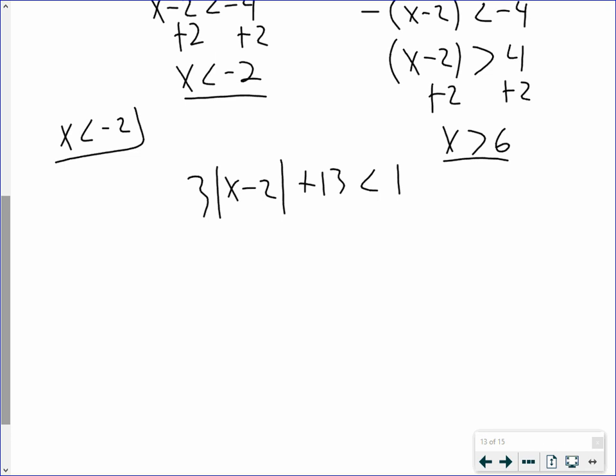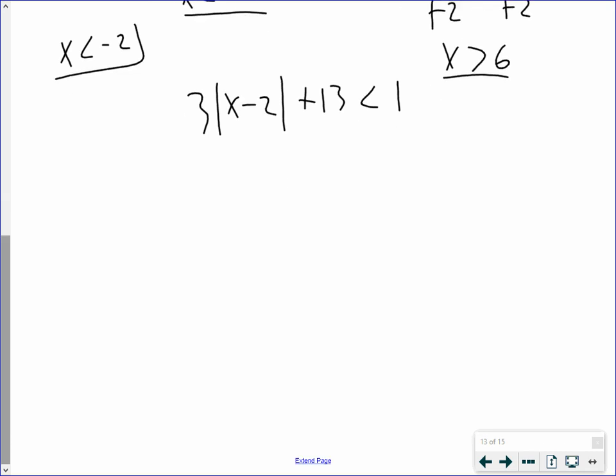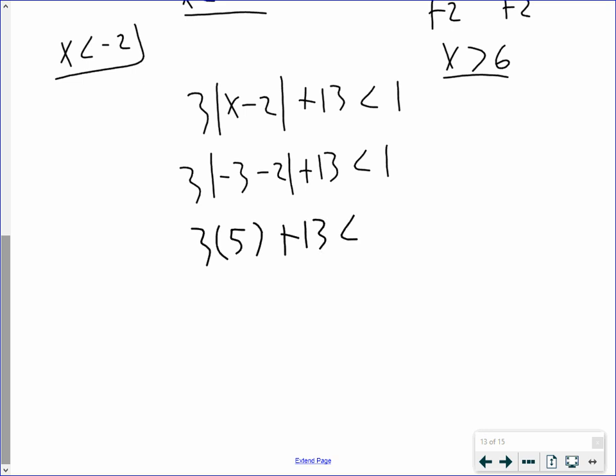So I'm going to use x equals -3 and see what happens. So that's 3 times the absolute value of -3 minus 2, plus 13, is less than 1. -3 minus 2 is -5. The absolute value of -5 is +5. So 3 times 5 plus 13 has to be less than 1. 3 times 5 is 15, plus 13, is less than 1. 28 is less than 1. That doesn't make any sense, right? 28 is not smaller than 1.